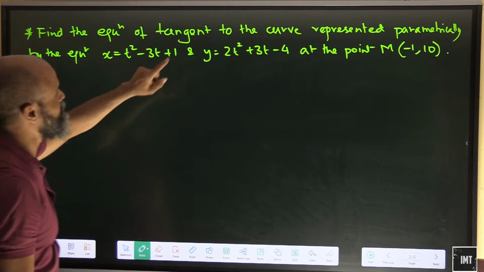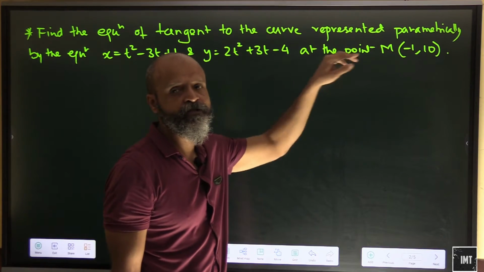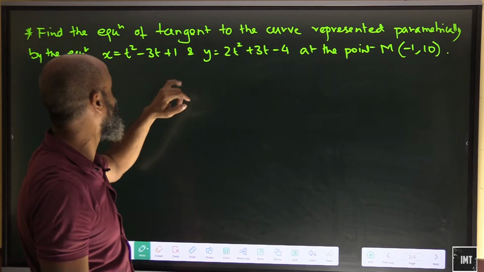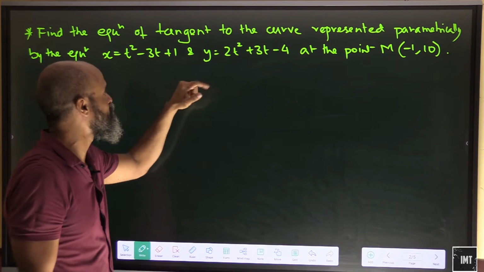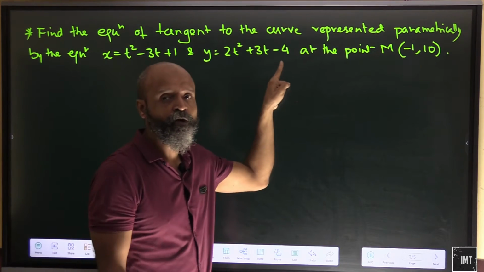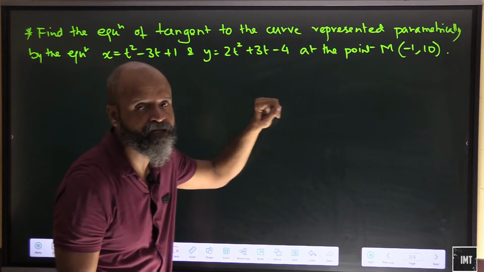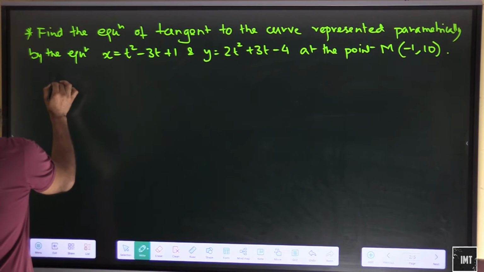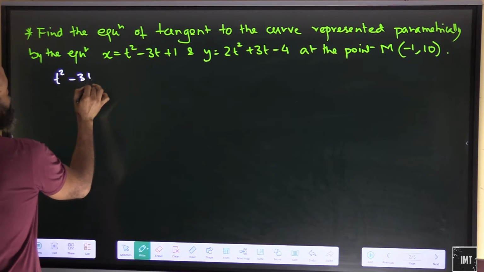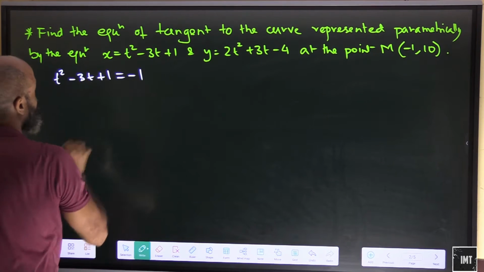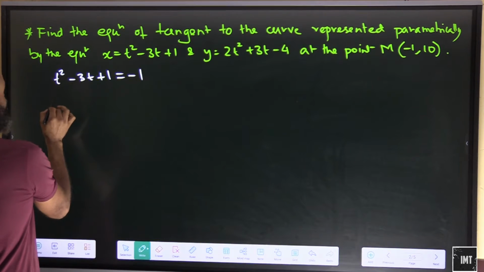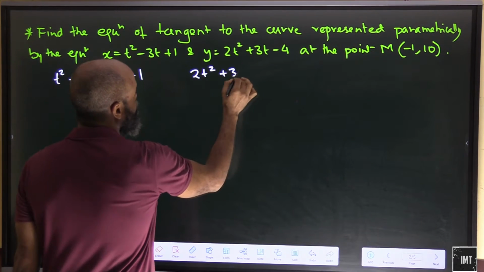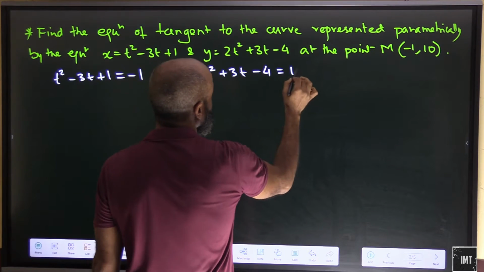Find the equation of the tangent to the curve represented parametrically by the equation x is equal to t square minus 3t plus 1, y is equal to 2t square plus 3t minus 4 at the point minus 1, 10. So here we have t square minus 3t plus 1 is equal to minus 1, and here we have 2t square plus 3t minus 4 is equal to 10.